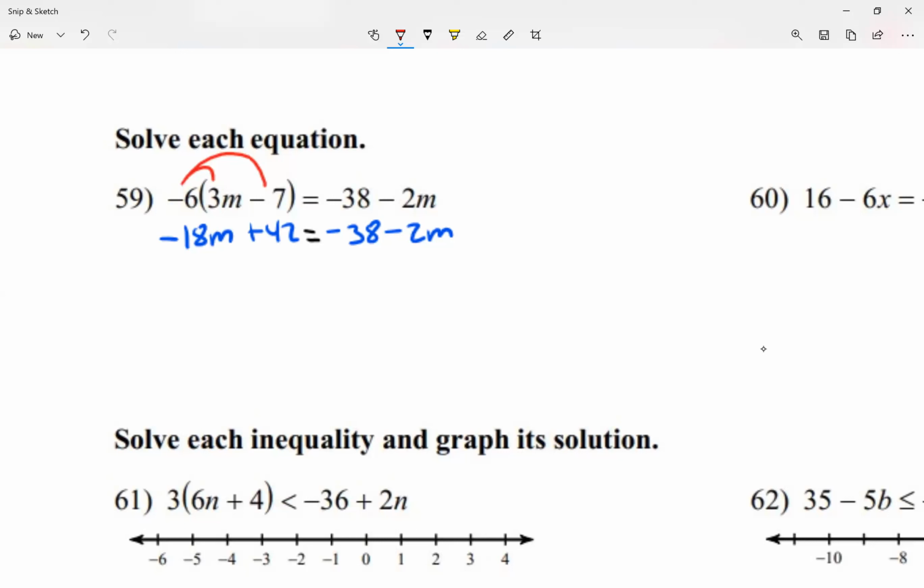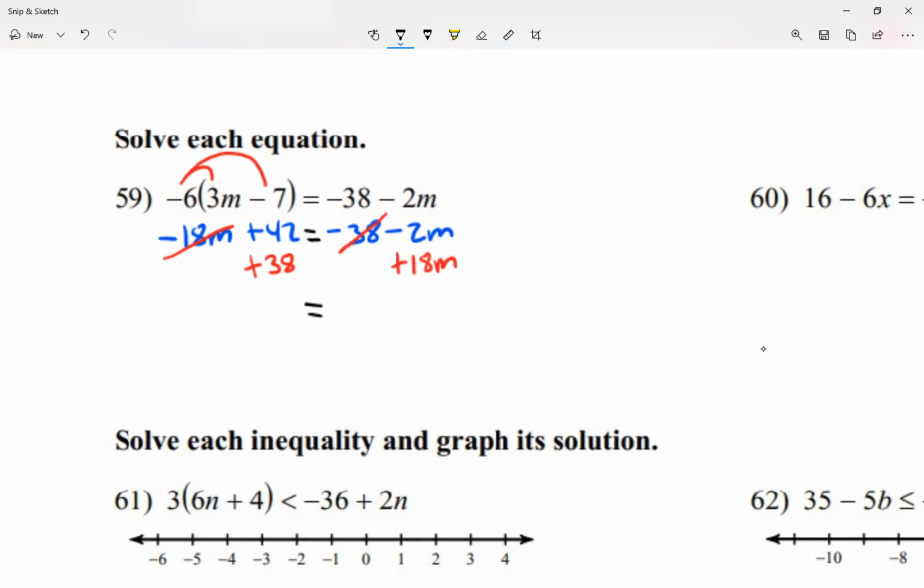Personally, I like to move the smallest m. When I have equal sign, I like to move the smallest m because that's going to help me avoid negatives if possible. So I'm going to move the -18m from the left to the right as a positive 18m. Notice how I put it next to the other m. I'm going to combine like terms. So I'm going to have to move the letters to one side, and then everything that doesn't have a letter to the other side. So this -38, let me move it over to this side as a +38. Don't forget to switch the signs.